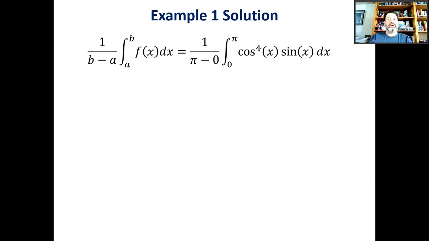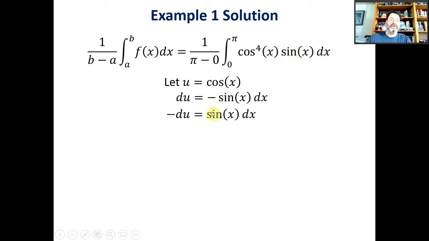Well, we know how to do this integral, right? This is a u substitution. So cosine x is u. So du is negative sine x dx. We have sine x dx. We don't have negative sine x dx. So multiply both sides by negative 1. And then make sure you change your limits of integration.